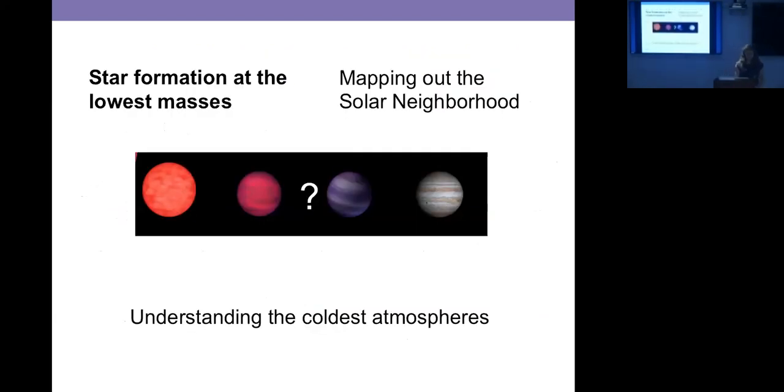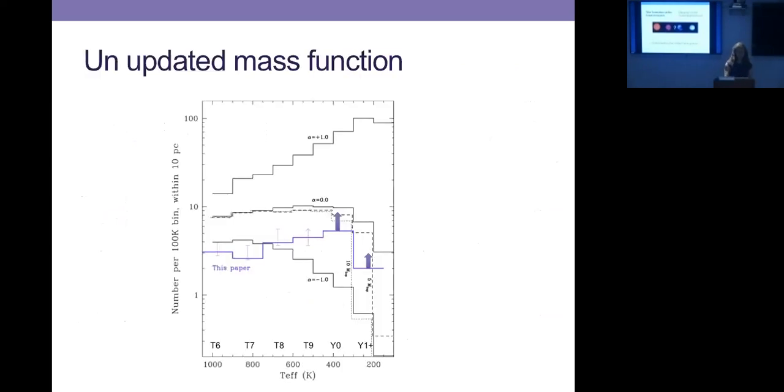As far as the star formation question and the field mass function, we can actually start to update this function. We've got new objects in the Y0 bin and also in the Y1 plus bin that are going to completely change the shape here. And then, not in the paper that I'm writing but in Davy's paper, it's looking like there are going to be a lot more T dwarfs than we had originally thought.